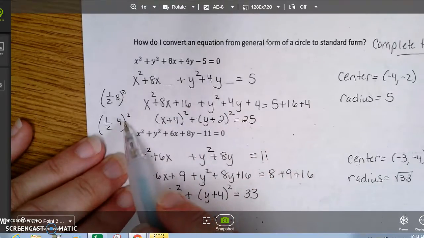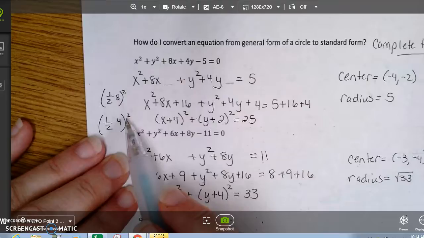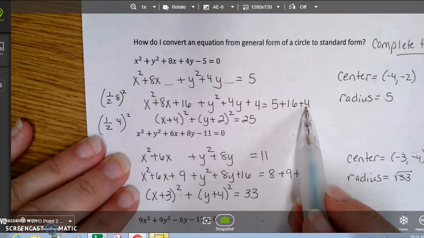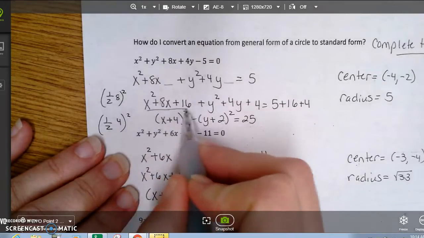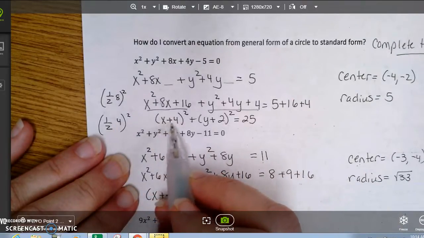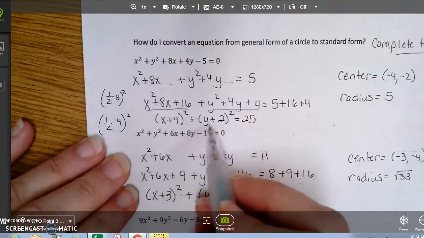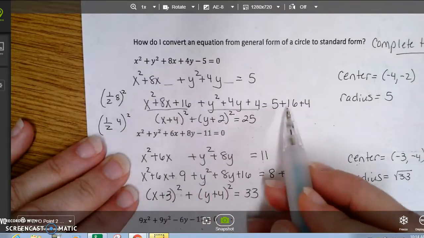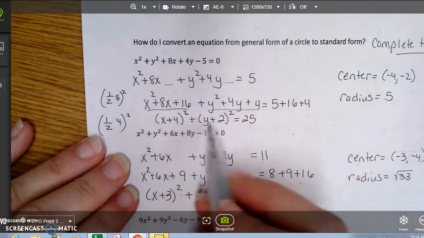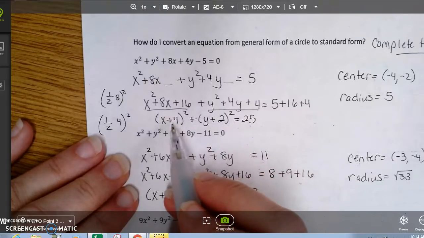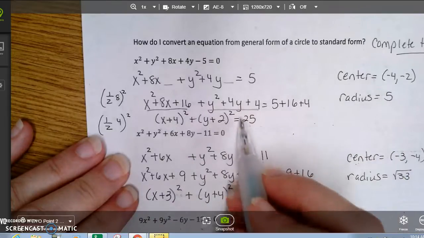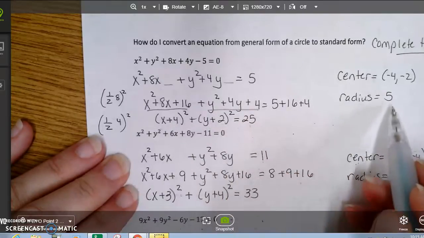So half of 4 is 2, squared is 4. So I'm going to add 4 to this side, and I'm going to add 4 to this side. So now this part of the problem and this part of the problem are perfect square trinomials, so I can factor those by doing x plus 4 squared and y plus 2 squared. And then when I add all these together on the side, I get 25. So there's my standard form. So now I can tell from this my center is -4, -2, there's my center, and my radius is square root of 25, which is 5.